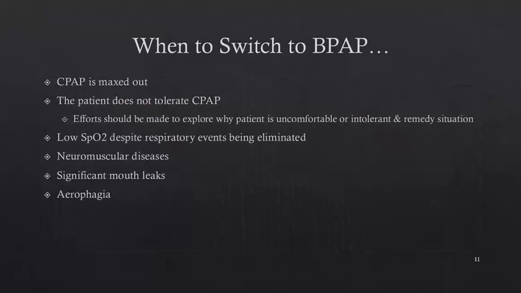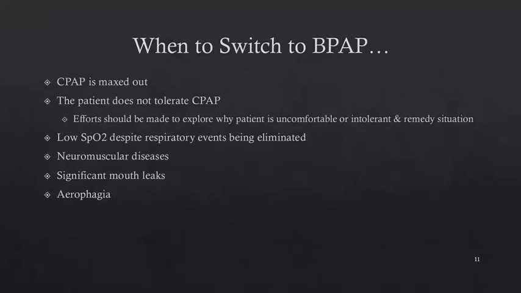When to switch to BiPAP. You'll make the jump from CPAP to BiPAP when CPAP is maxed out. Some labs have protocols that require that you make the jump from CPAP to BiPAP at a specific PAP pressure, such as once a patient reaches a CPAP pressure of 15, instead of going higher than that, you're going to switch them to BiPAP. If the patient doesn't tolerate CPAP, of course, try to explore why the patient might be uncomfortable or intolerant of CPAP. See if we can do something to help them tolerate it a little bit better. If not, make the jump to BiPAP.